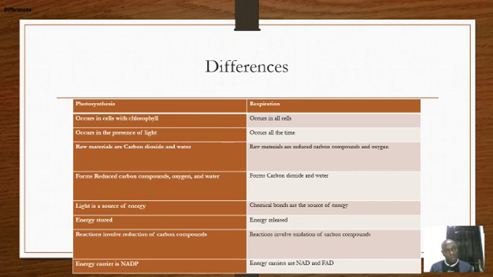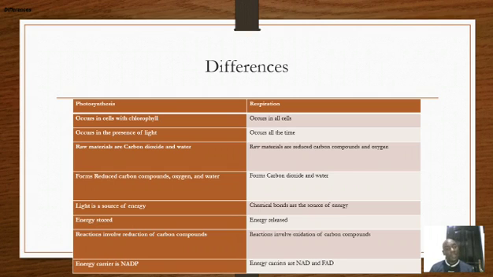What are the raw materials for photosynthesis? Carbon dioxide and water. How about respiration? What are the raw materials for respiration? We saw there should be glucose and oxygen. Then photosynthesis forms reduced carbon compounds, oxygen and water. Those are the products. While in respiration, the products are carbon dioxide and water plus energy, because the reactions occur in opposite directions. In photosynthesis energy is stored, in respiration energy is released. In photosynthesis, reactions involve reduction of carbon compounds, while in respiration, reactions involve oxidation of carbon compounds. Why? Because in respiration there is use of oxygen, while in photosynthesis, remember, there is release of oxygen.